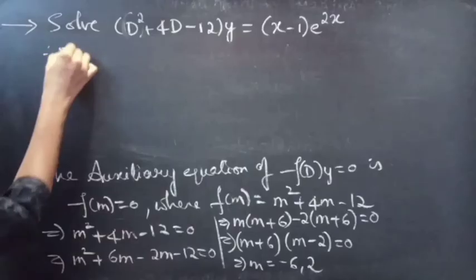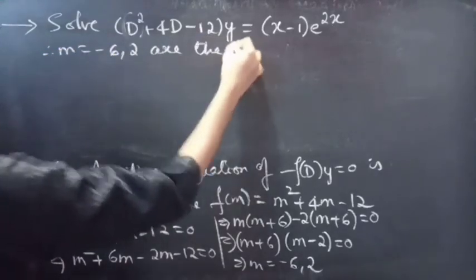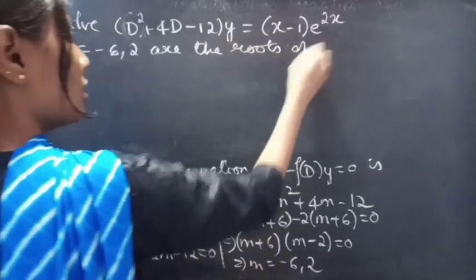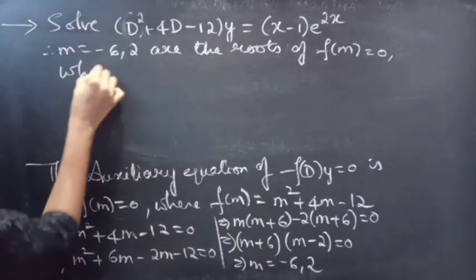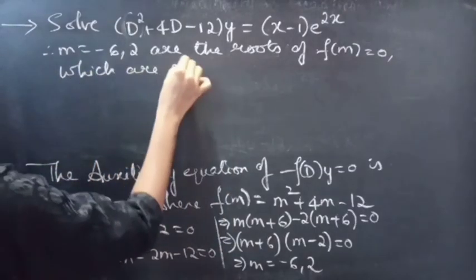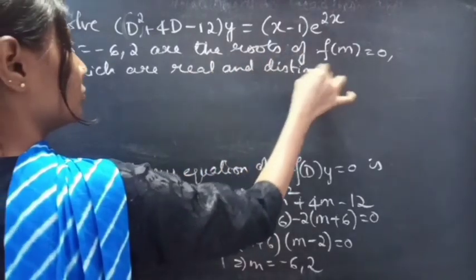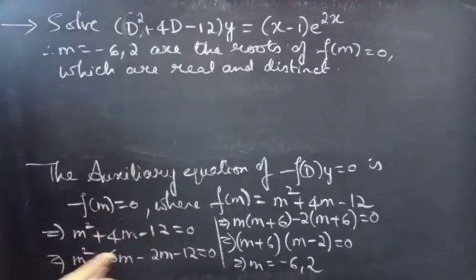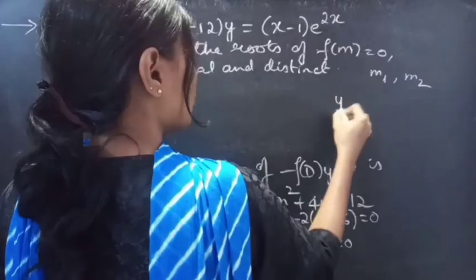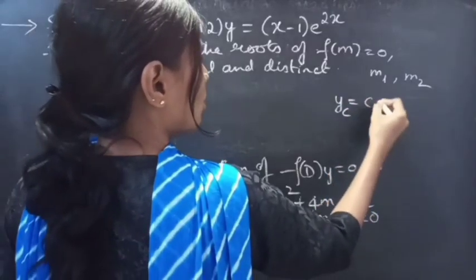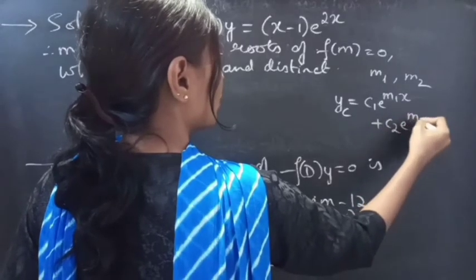Therefore, m = −6, 2 are the roots of our auxiliary equation, which are real and distinct. We know that when two roots, say m1 and m2, are real and distinct, then the complementary function will be one constant times e^(one root times x) plus another constant times e^(another root times x).